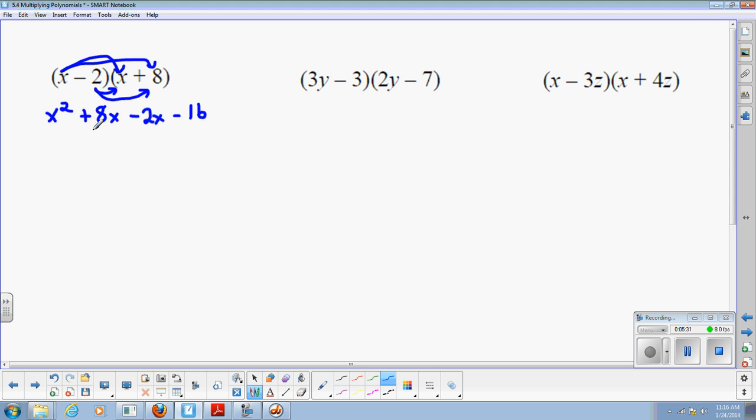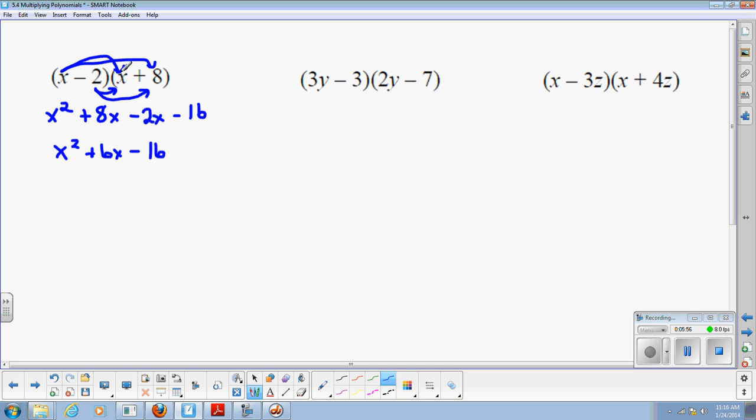These two, plus 8x and negative 2x, they are like terms, so I will combine them. So I have x squared plus 6x minus 16. And my final answer is a trinomial because the 3 terms are all different. X squared, 6x minus 16. And I'll stop there.